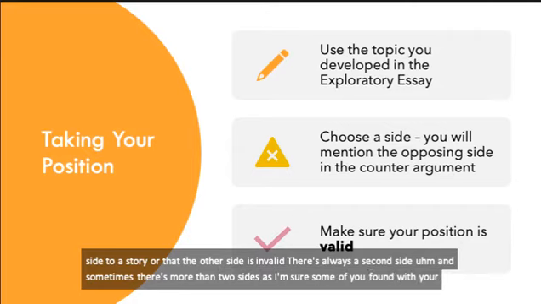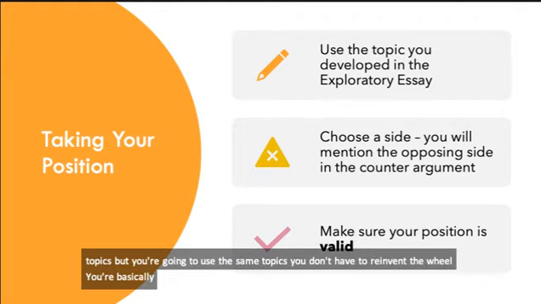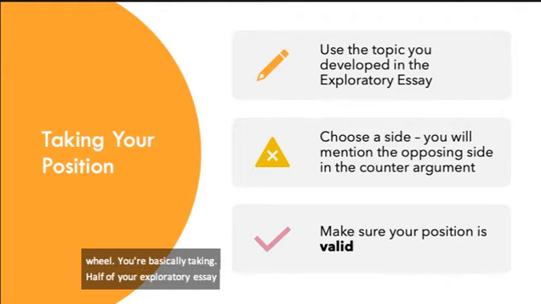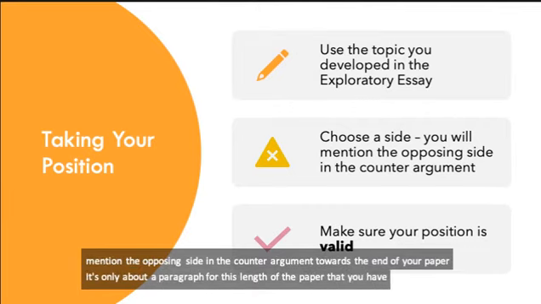But you're going to use the same topics. You don't have to reinvent the wheel. You're basically taking half of your exploratory essay and moving forward with that. You are going to mention the opposing side in the counter argument towards the end of your paper. It's only about a paragraph for this length of a paper that you have to address that other side.